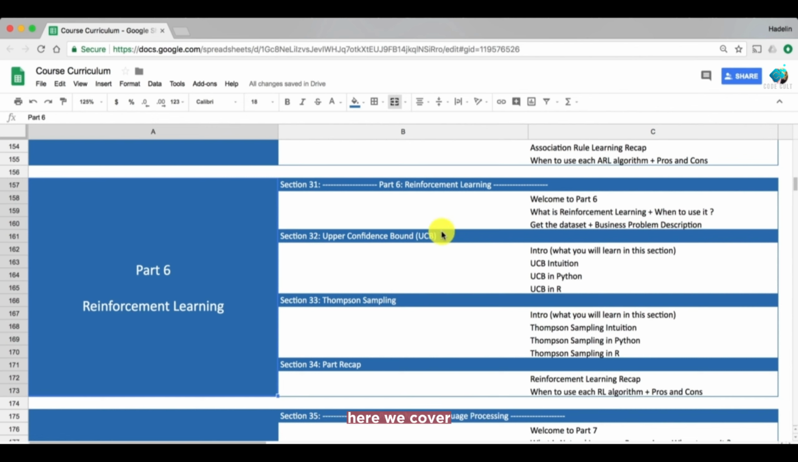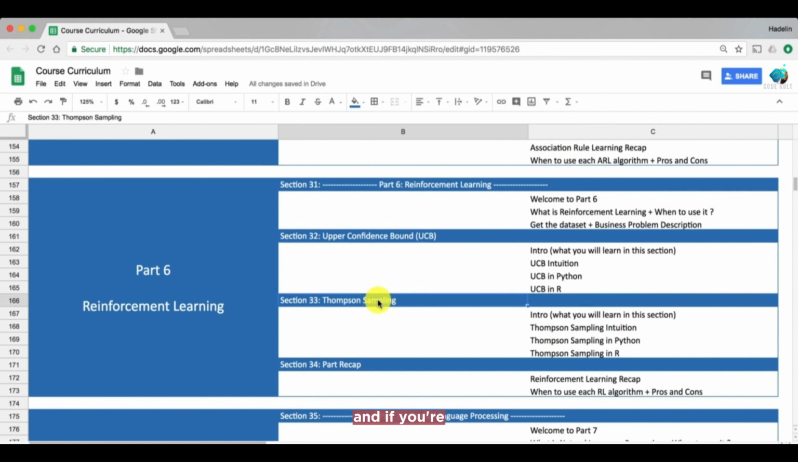Here, we cover 2 powerful reinforcement learning models that can be extremely useful for business purposes. For example, to choose the right ad to show to the user so that they will click more to buy your product. So we do this with 2 reinforcement learning models, upper confidence bound and Thompson sampling.